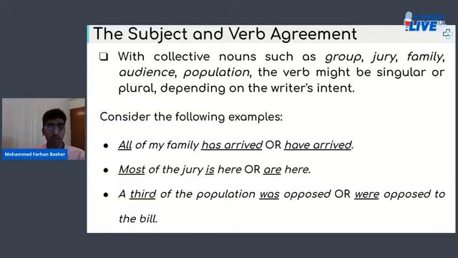Okay, so a third of the population was opposed to the bill, or a third of the population were opposed to the bill. Similarly, most of the jury is here, meaning all the jury members have arrived together. Okay, or are here together. And if you say most of the jury are here, you mean most of them or each of the members of the jury is coming in, but they're not doing it together. Each is coming on their own, not together. Okay? All right.